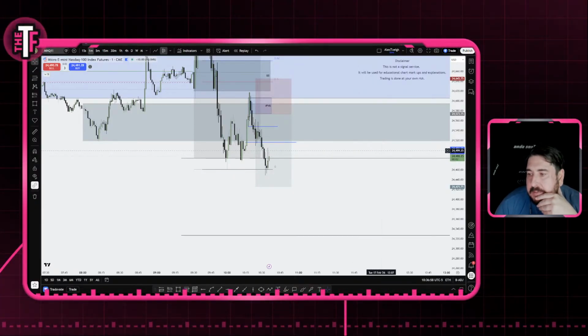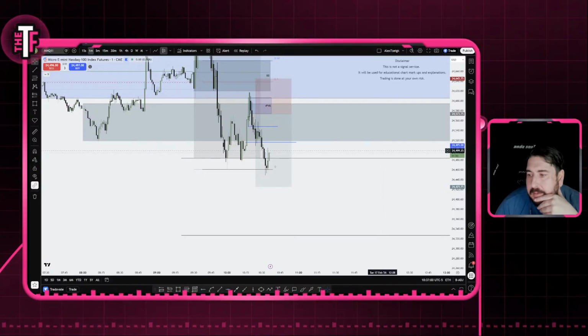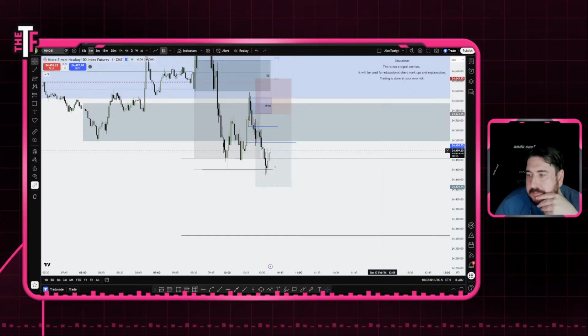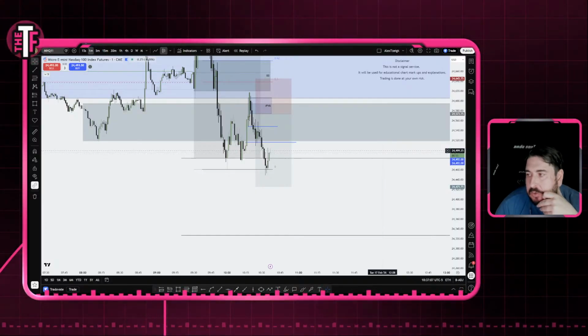I'm being extremely patient and really taking my time to take the trades. Everything needs to line up. Not trading sometimes is a good trade.